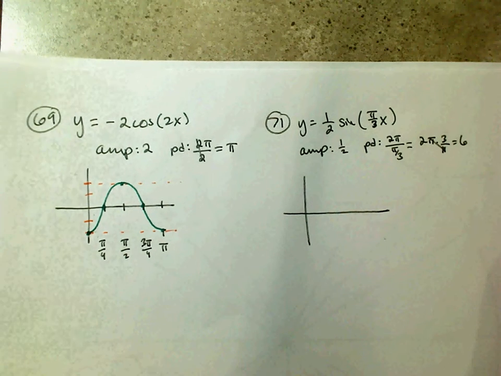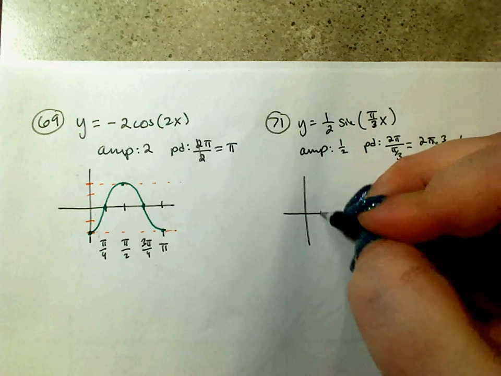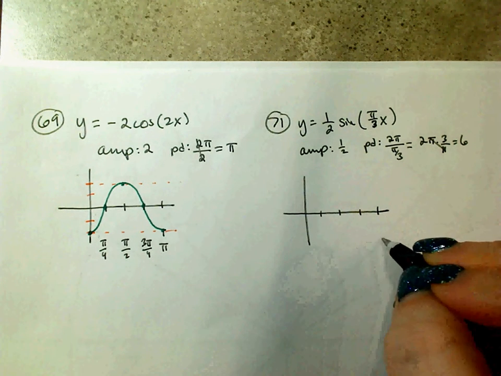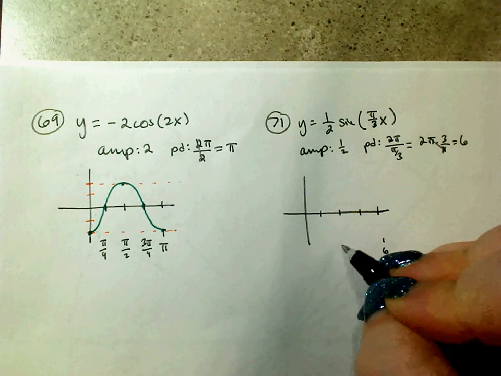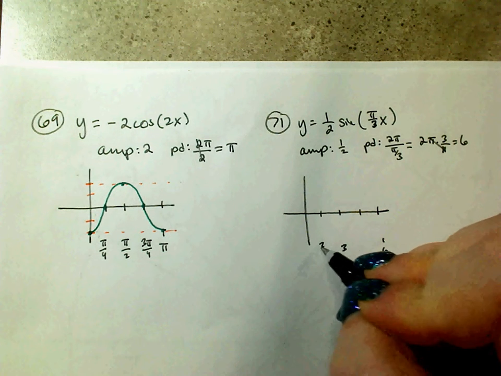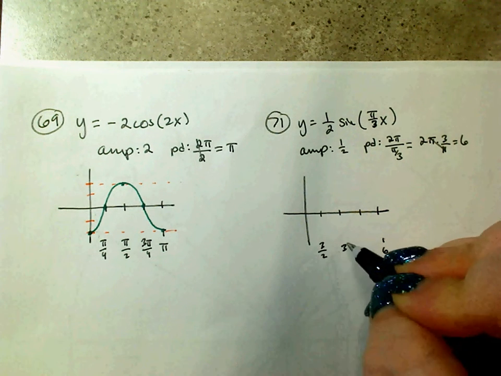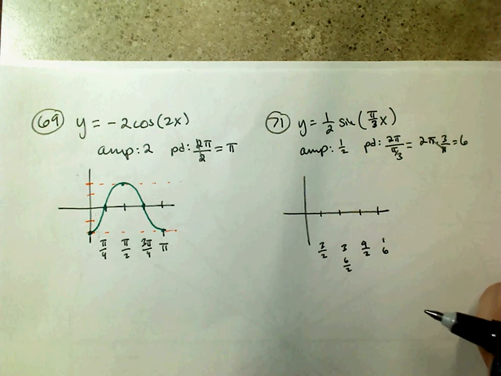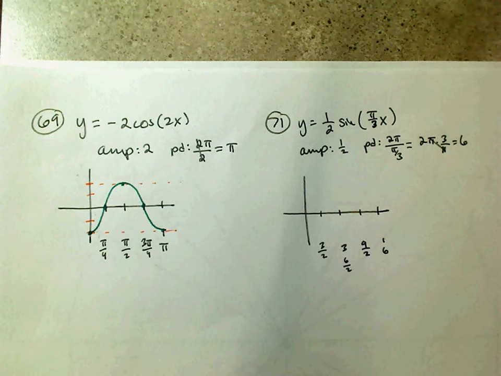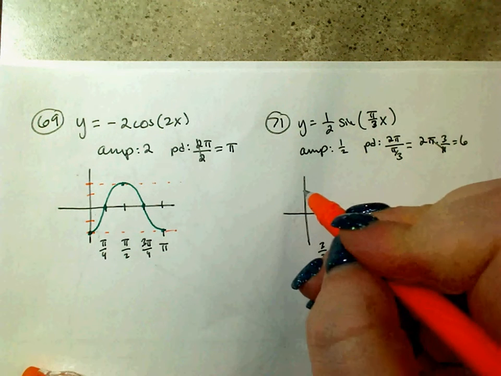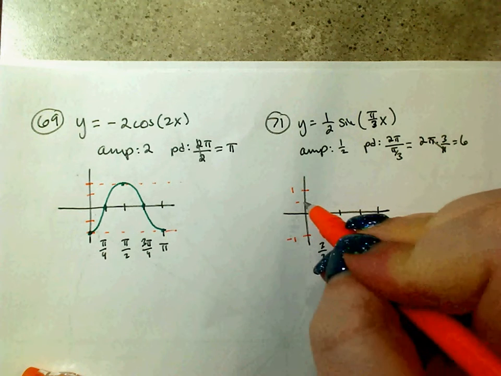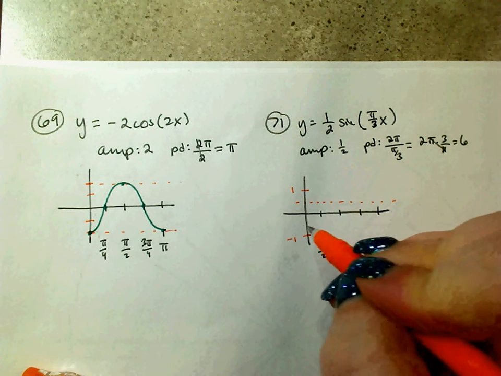Okay, so 1, 2, 3, 4. And I'm going to let the fourth tick mark be 6, which makes this 3, which makes this 3 halves. And if that's 3 halves, then that's 6 halves, and that's 9 halves. Okay. The amplitude is just 1/2. So if this was 1 and this was negative 1, then we would be going only up a half and only down a half.